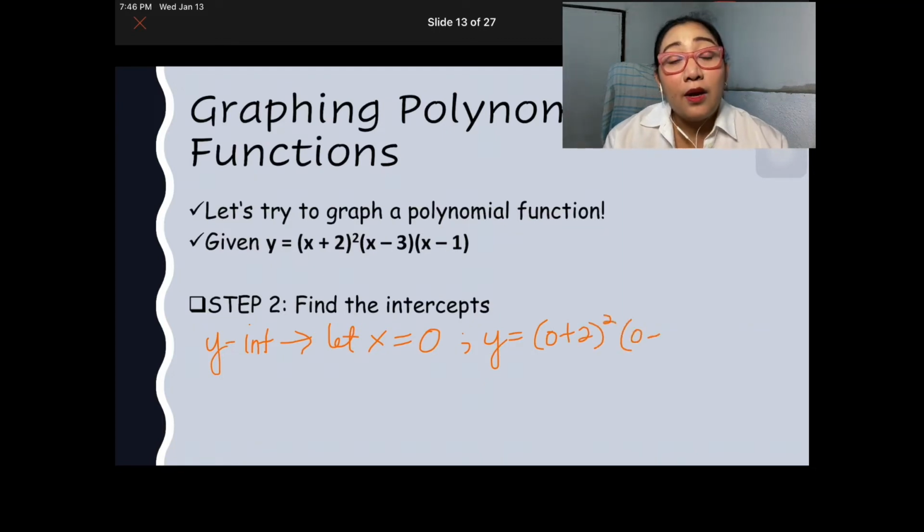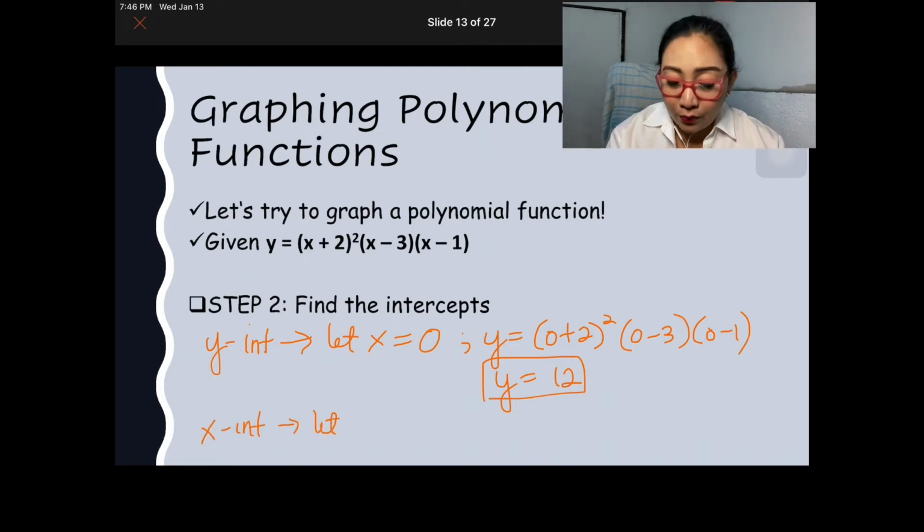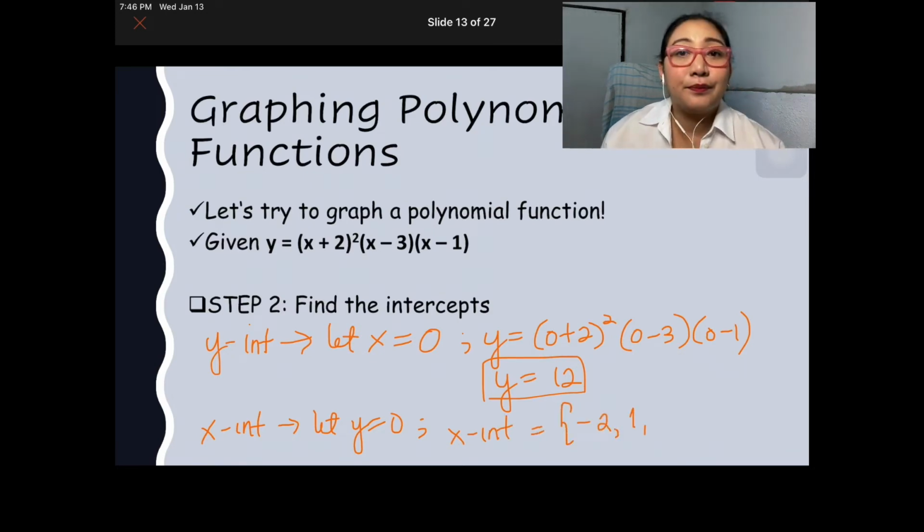If we apply all of these operations, we will get y is equal to 12. Okay? And then, for our x-intercepts po, ang gagawin lang natin, we will let each of these factors be equal to 0. So, para po masya-shortcut na natin, dahil alam nyo na, panigurado kung paano kuhanin yan, meron po tayong negative 2, positive 1, at saka positive 3.